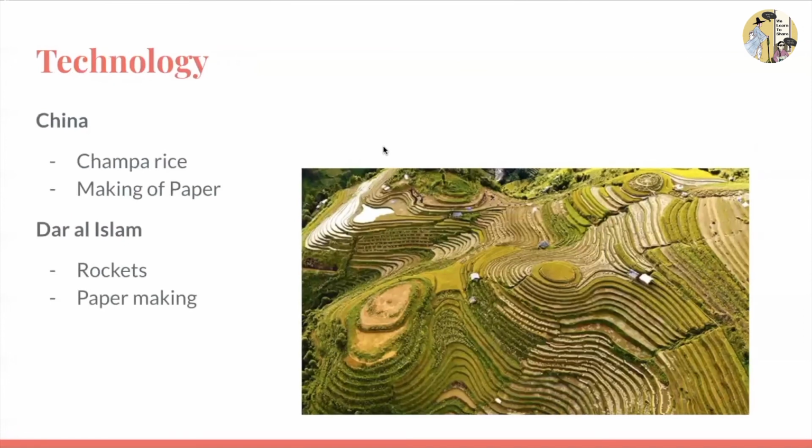Finally, we will move on to the last section of comparisons for today, which is technology. For easy comparison, I will name some of the most influential and important technologies from each area. First up is Sung China. The champa rice and the making of paper were extremely important. Champa rice was crucial in feeding the large population of China as the rice was fast growing. The making of paper was important as it increased literacy rates in China and overseas, which hence increased learning.